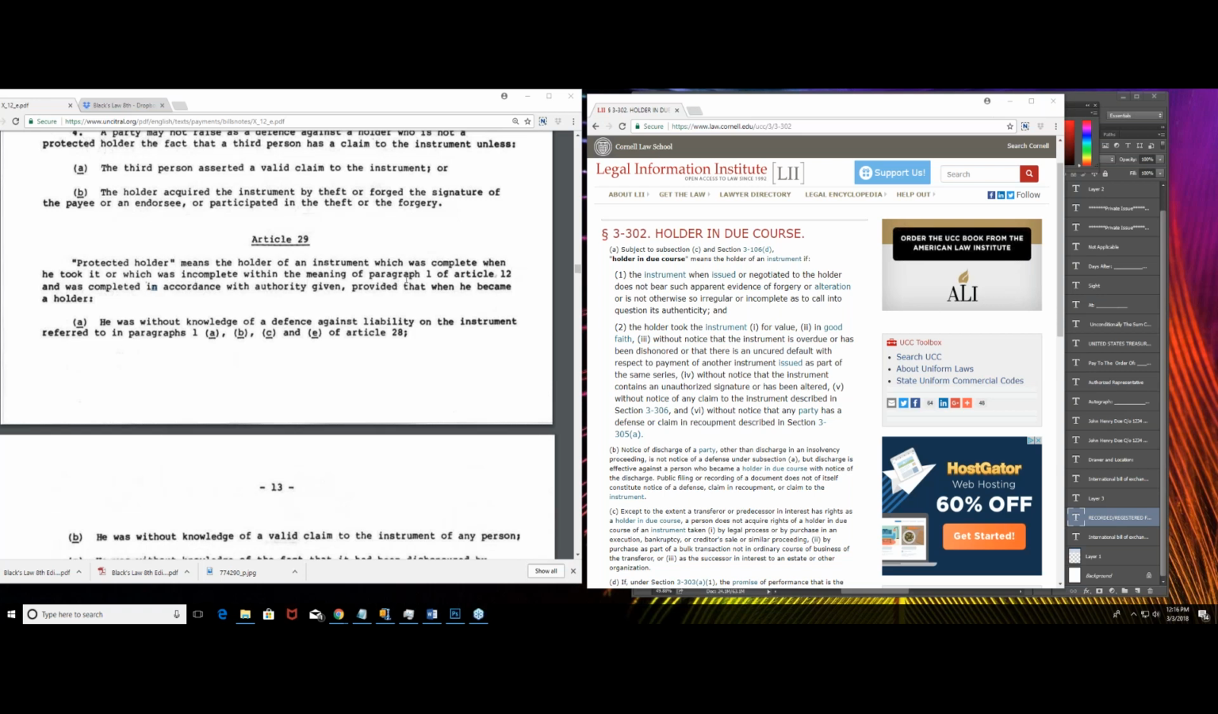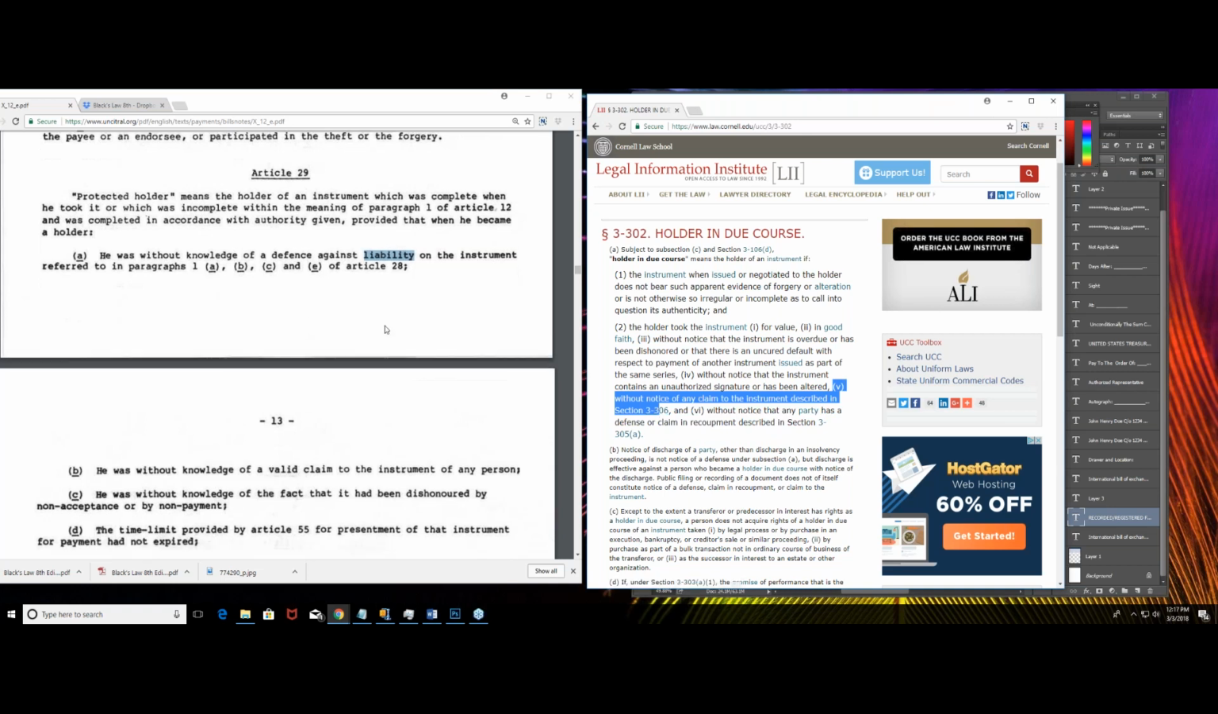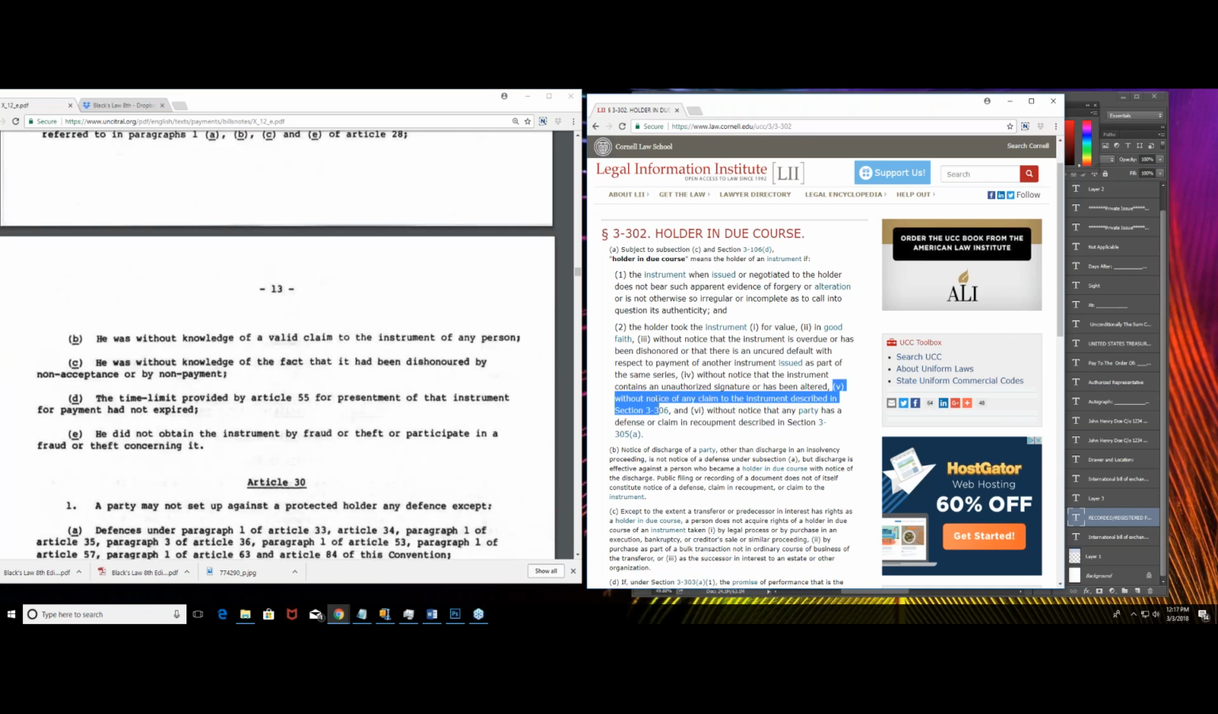Protected holder means the holder of an instrument which was complete when he took it, or which was incomplete within the meaning of paragraph 1 of Article 12 and was completed in accordance with authority given, provided that he became a holder: A, without knowledge of a defense against liability on the instrument referred to in 1A, B, C; B, without notice of a claim to the instrument, without knowledge of a valid claim on the instrument of any person; C, without knowledge of the fact that it had been dishonored by non-acceptance. He took it in good faith, without notice the instrument is overdue or has been dishonored.